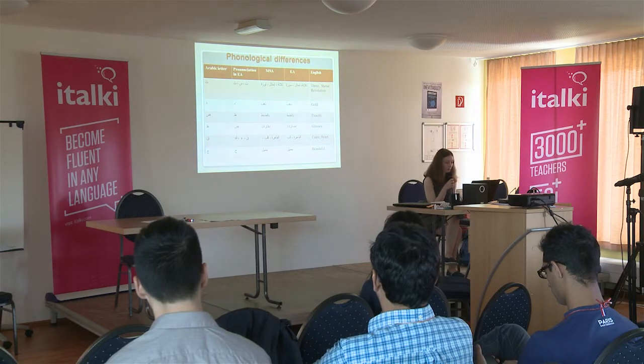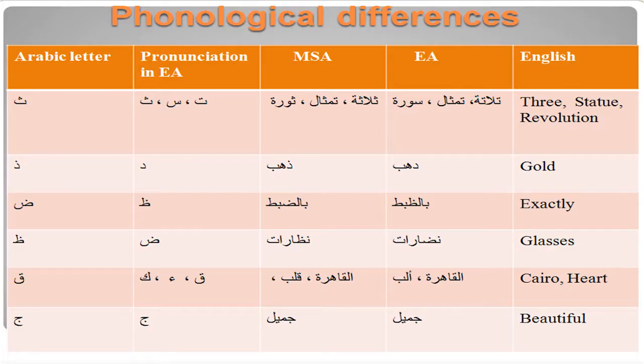Qaf can be pronounced as qaf, hamza, or kaf. So al-Qahira in MSA stays the same, and qalb is pronounced as alb in Egyptian Arabic. And jim is pronounced as gim. So the word jamil in Modern Standard Arabic would be gamil in Egyptian Arabic.